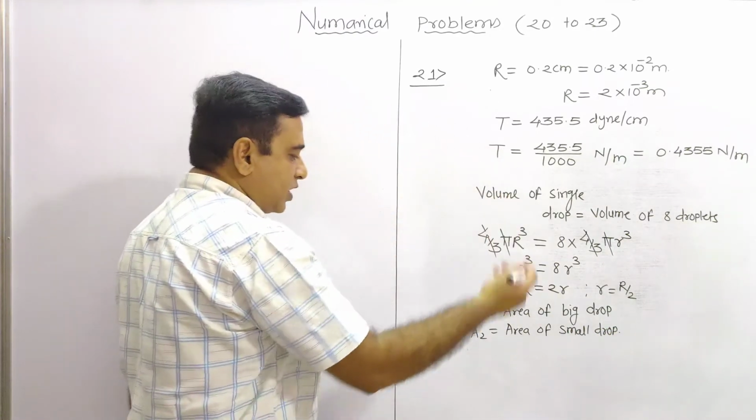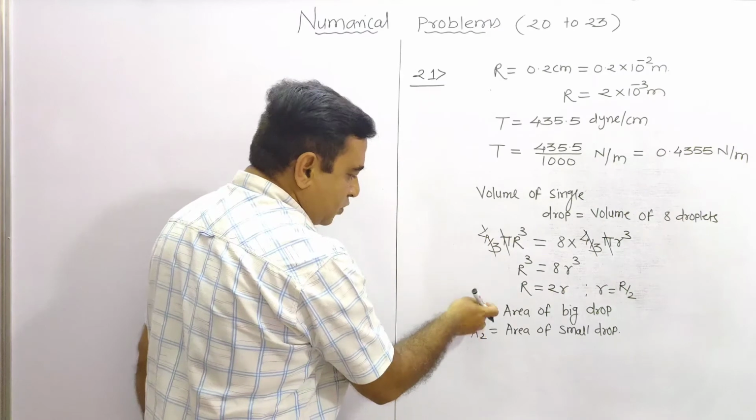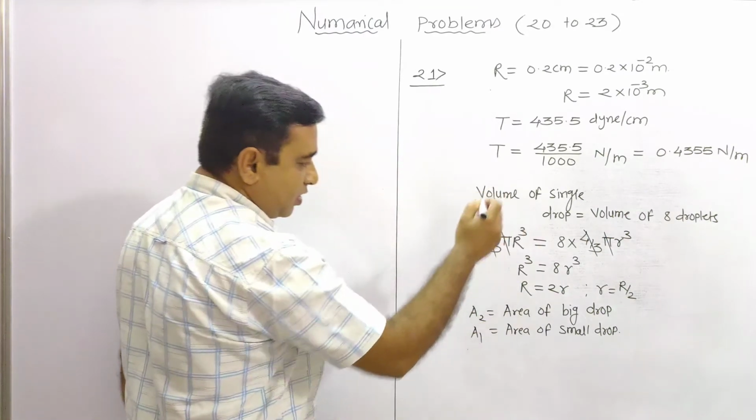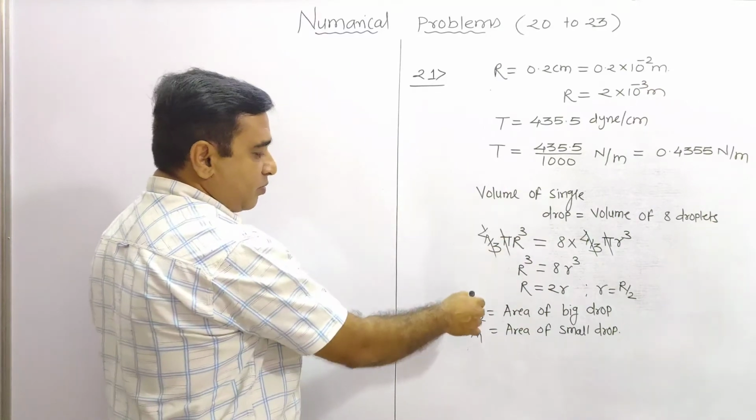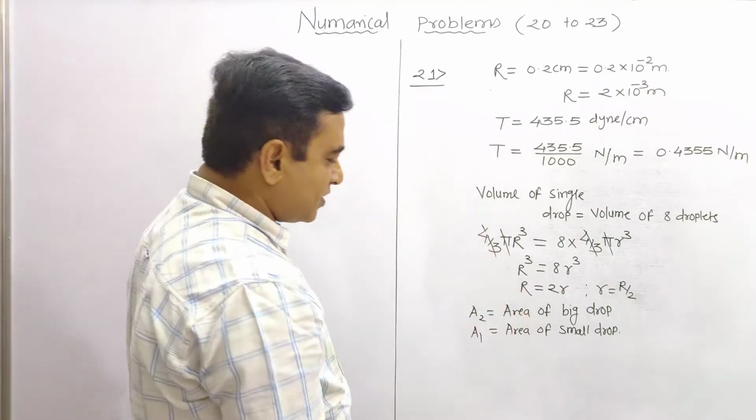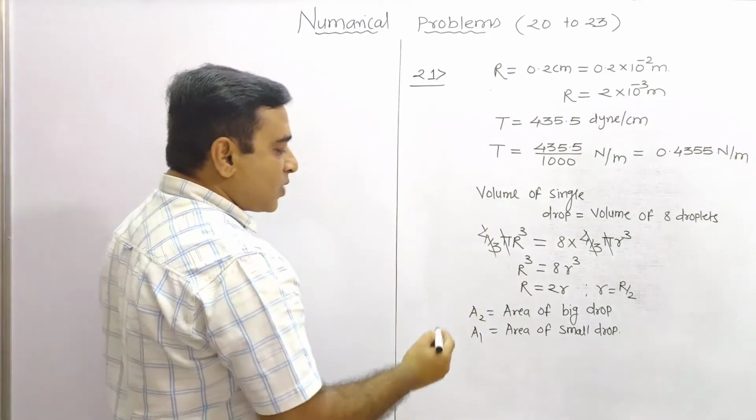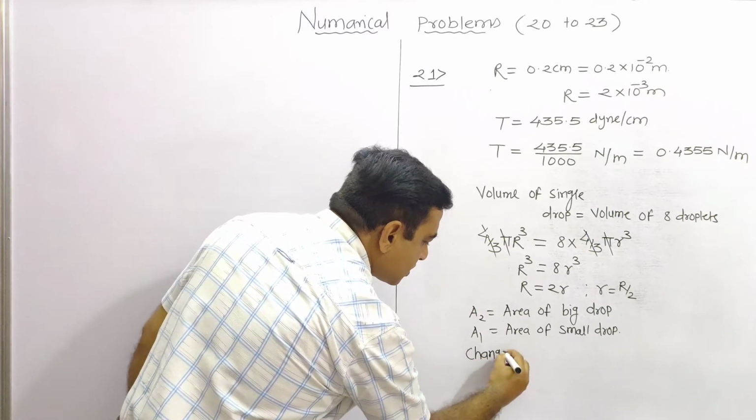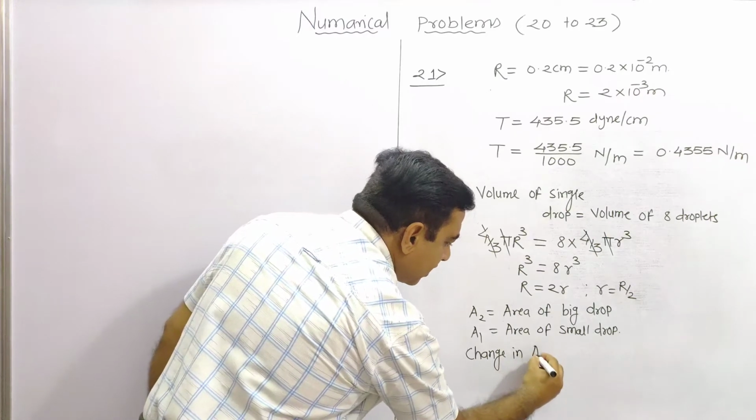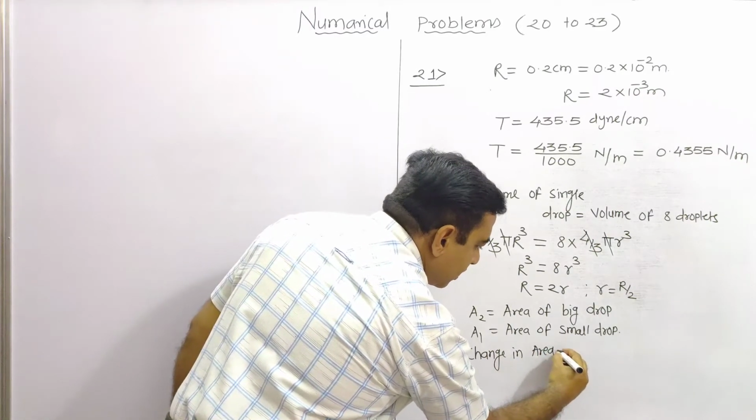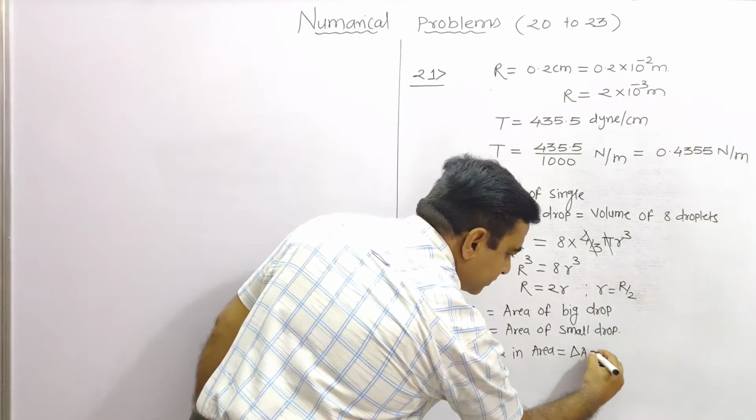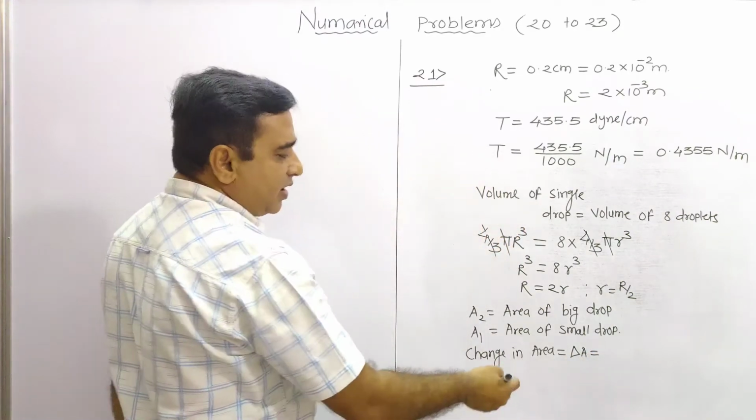So always we need to take A1 minus A2. We need to consider A1, the bigger one, so big minus small. So let us take this A2 and A1. The change in area, that is delta A, which is given by, or dA.